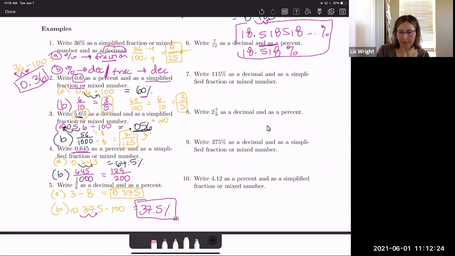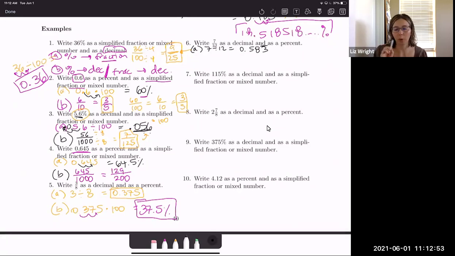All right, let's check out the next one. So we've got 7 divided by 12 as a decimal and as a percent. So as a decimal, part A, divide it in your calculator, 7 divided by 12. And in your calculator, you should be getting, I'm going to erase this so I'm not writing in all of this. You should be getting 0.583 with that 3 repeating, because it's going to be 0.58333333, so that keeps going.